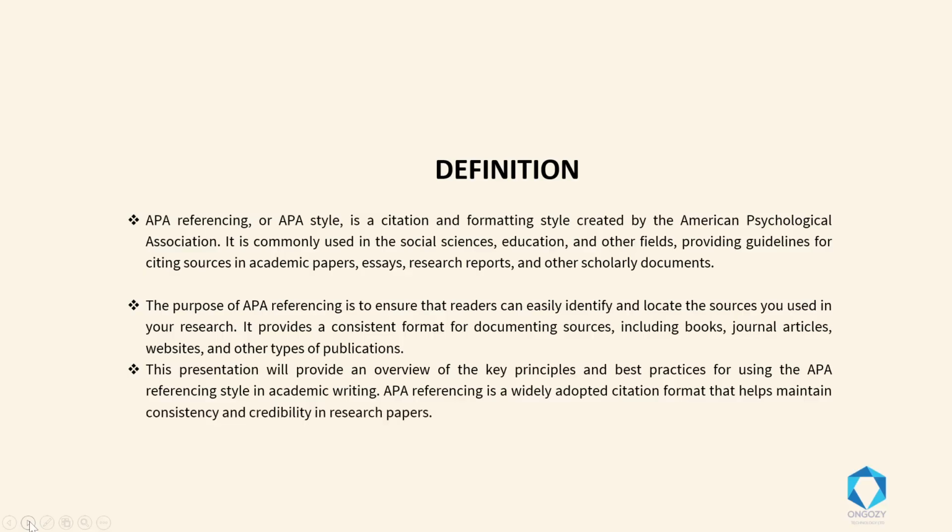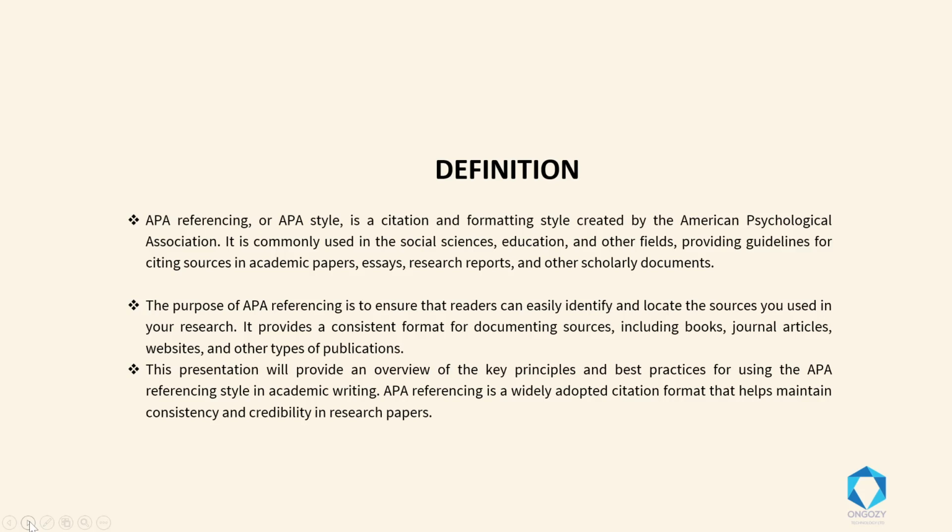Welcome on board. What is APA referencing or APA style? It is a citation and formatting style created by the American Psychological Association, APA. It is used in social sciences, education, and others. It provides guidelines for citing sources in academic papers, essays, research reports, and other scholarly documents.